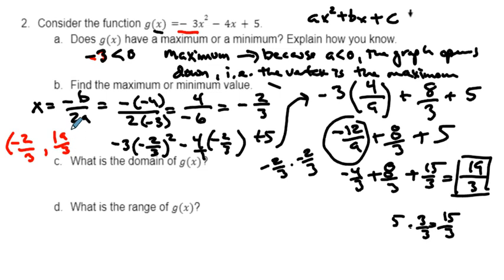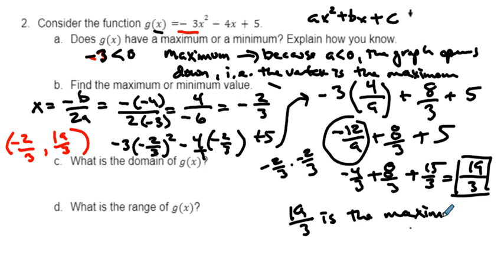And so when it says find the maximum or minimum value, the maximum or minimum value is always your y-coordinate. So in this case it's your maximum value. Let me go back to black here. 19/3 is the maximum value. So the highest this thing gets is 6 1/3 units, and everything else is going down. All right, so this is the answer to letter B.